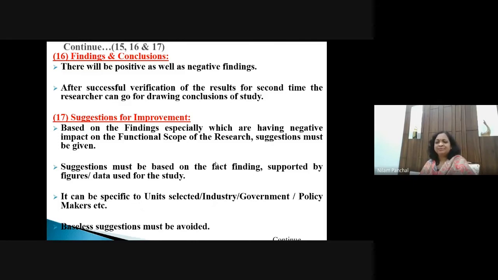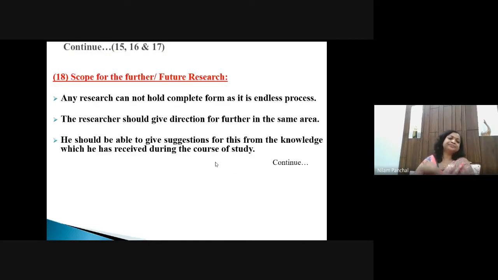Suggestions must be given, right? Sometimes people suggest anything abrupt just on the basis of generalized data. Believe me and keep that in mind: if you're suggesting something, it should be on the basis of the research that you have done. So suggestions must be based on fact finding. They should be supported by the figures and by the data used for the study. And they can be specific to the units selected, industry, government, policymakers, and so on. You should not give any baseless suggestions.